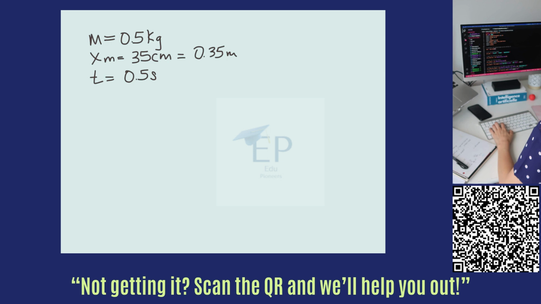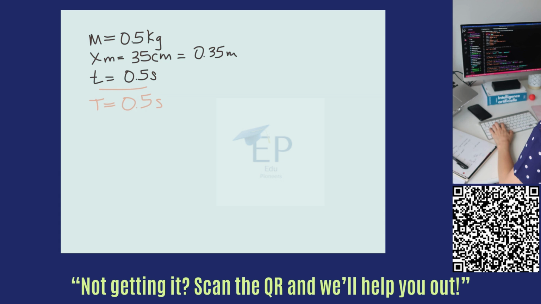The first thing you're asked to find is what is the period of the block. Since the problem already says that the time to repeat the motion is 0.5 seconds, that actually means that our period is 0.5 seconds, because that's how long it takes to actually repeat one full motion. So they actually gave the period right in the problem itself.